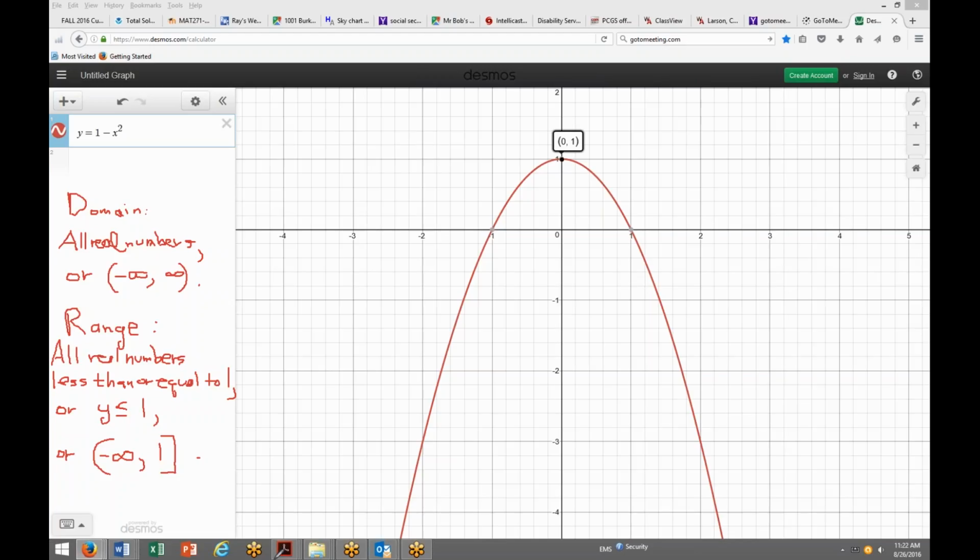So in interval notation, the domain of this function is negative infinity comma infinity in rounded parentheses, but the range is negative infinity with the rounded parentheses, as we always use a rounded parentheses with either one of the infinities, comma 1 square bracket, indicating to the reader that the range of this function includes that endpoint, the number 1.